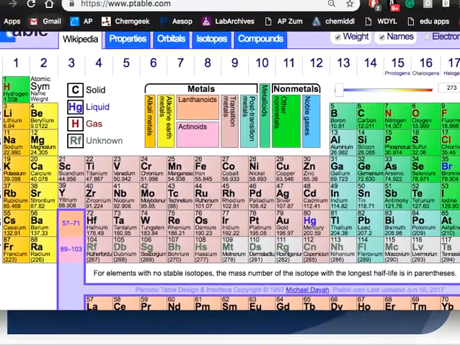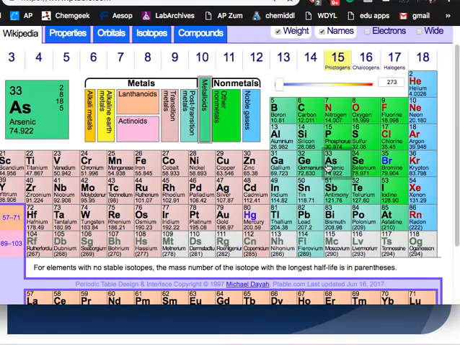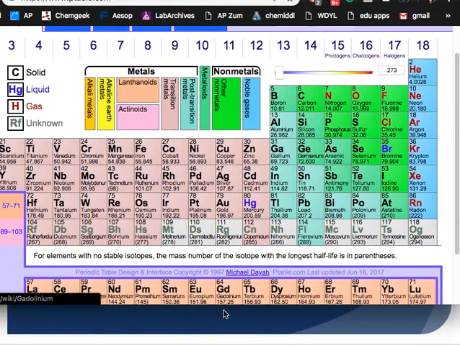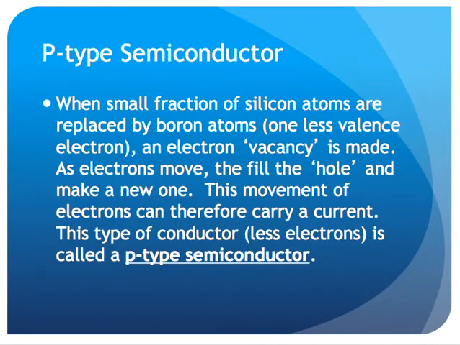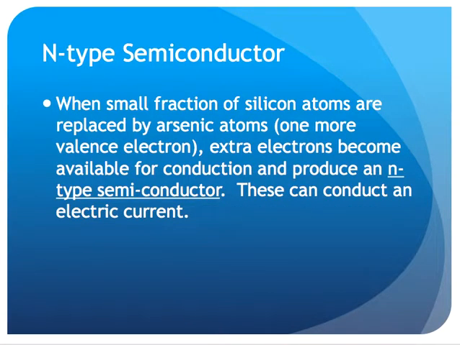So I'm going to flash over here to my periodic table so you can kind of see where I am. So here's silicon, and I'm going to add some arsenic over here. The one thing that I want you to notice: silicon has 4 valence electrons. Arsenic has 5. So when I'm taking out the silicon and replacing them with arsenic, what I'm doing technically is adding extra electrons to the matrix, to this structure, allowing it to conduct more electrons because it has more electrons to do so.